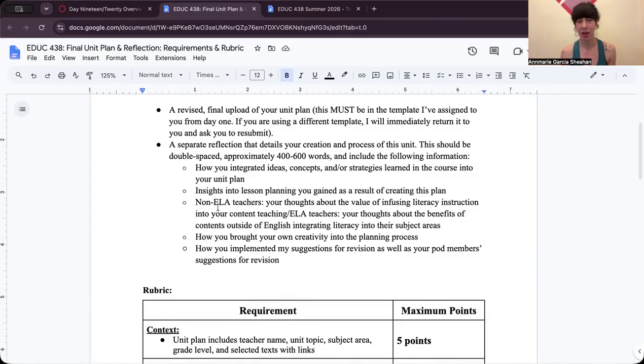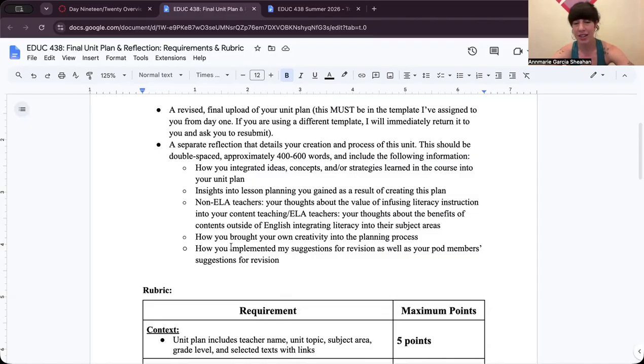Insights into lesson planning you gained as a result of creating this plan, even if it was just, wow, lesson planning takes forever, right? So give me some insights here. Non-English language arts teachers, your thoughts about the value of infusing literacy instruction into your content, okay? This is really interesting. ELA teachers, your thoughts about the benefits of content areas outside of English integrating literacy. So really thinking about literacy across the content areas, going back to those initial points we made about how all teachers should be teaching literacy, right?